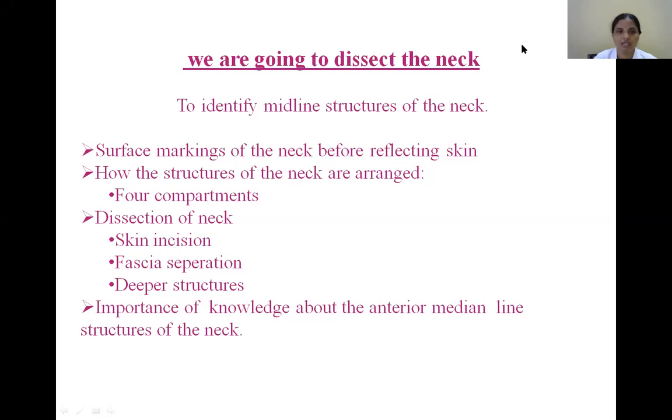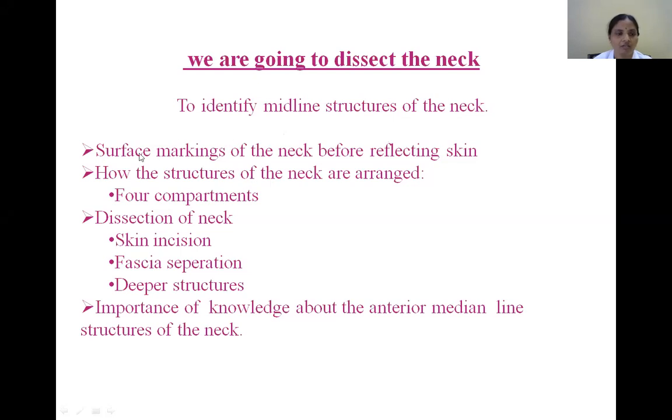Good morning, everyone. In the previous classes, we already completed all the theory topics about the various structures present in the neck. So, today, what is the topic? It's a practical class, to identify the structures present in the midline of the neck. For that, we are going to dissect the neck. How we are doing the dissection, we'll see one by one.